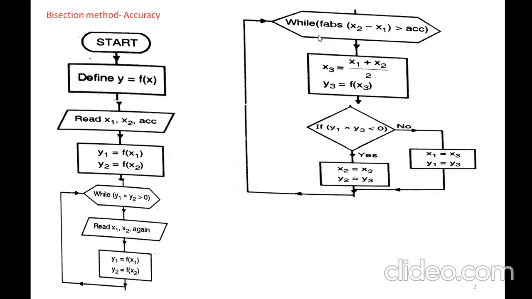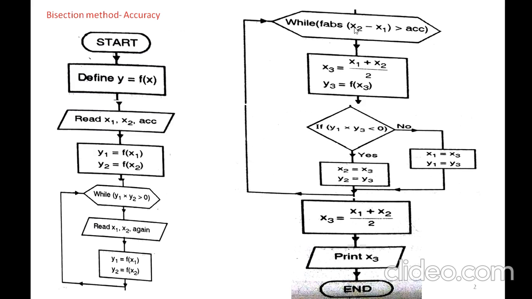When you want to stop the loop, at that condition the mod value of x2 minus x1 should be less than accuracy. Once it is less than accuracy, then at the next step, that will be our answer, x3 is equal to x1 plus x2 by 2. Then finally we print the answer x3, and this is the end of the flowchart.